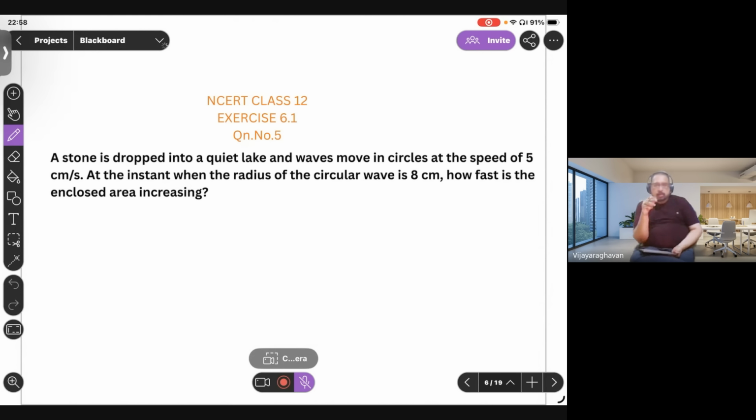A stone is dropped into a quiet lake and waves move in circles. So imagine when you drop a stone and the waves move in the form of a circle, it means that the length of the wave from the center is the radius. So we can call this radius r, and t is given. Therefore we have dr/dt equals 5 centimeter per second. Find the instant when the radius of the circular wave is 8, how fast is the enclosed area increasing?